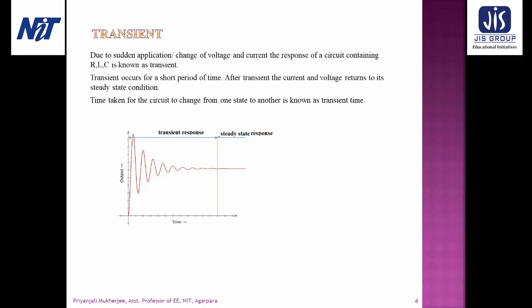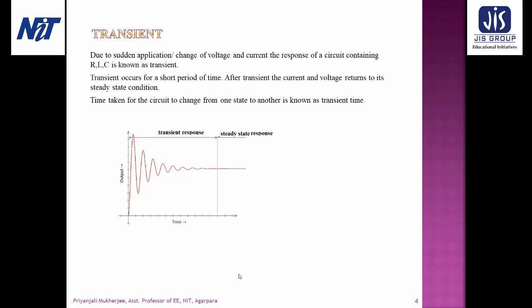And this variation of the response of the circuit containing the resistor, inductor and the capacitor is known as the transient. And transient response occurs for a very short period of time, and after the transient the current and voltage return to their steady state condition.